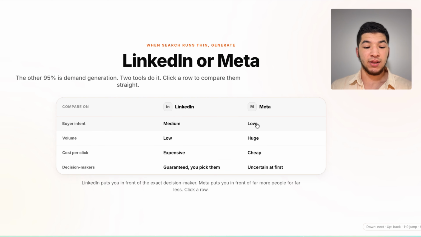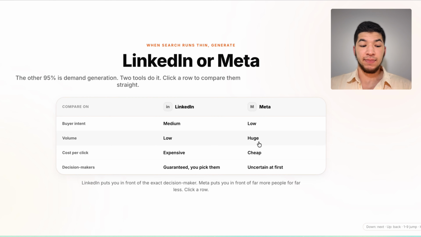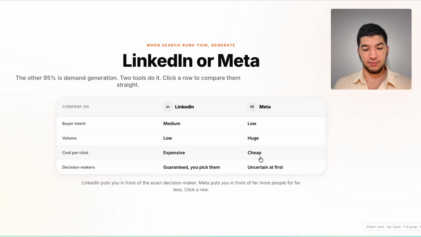With Meta, you get lower intent, so you might not know if these people even want it, or you might not know if you're talking to a decision maker. The volume is huge, the cost per click is cheap, but again, at first, you're uncertain about the decision makers. After you scale Meta, you then realize, okay, Meta is learning, the algorithm is learning, and it's showing my ad to more decision makers, and so I'm going to spend more money. And so eventually Meta is the absolute goal, right? Absolute end goal. But again, we're here for quickest wins, and so that's what I'm telling you about.